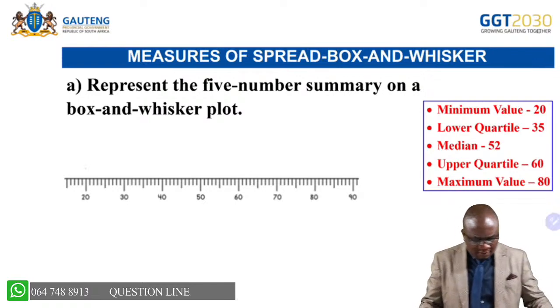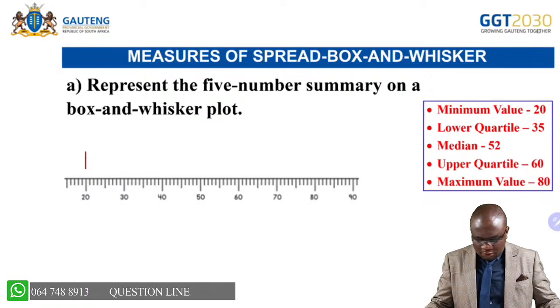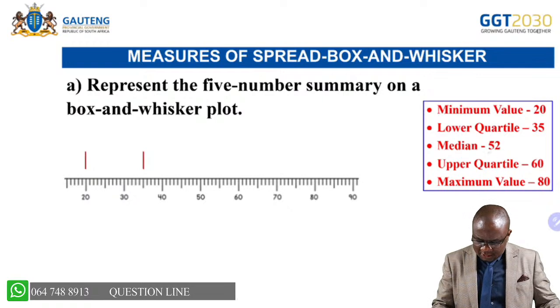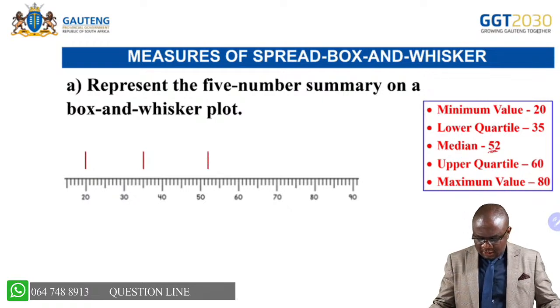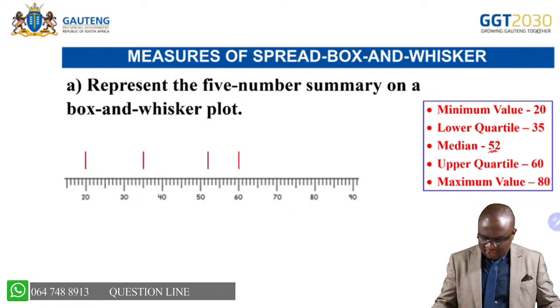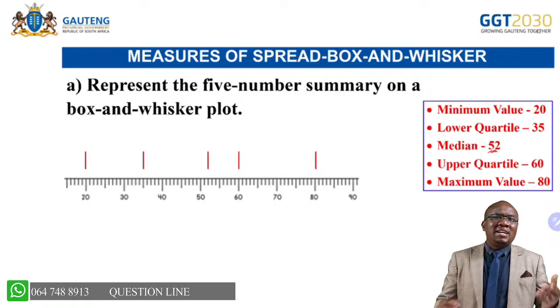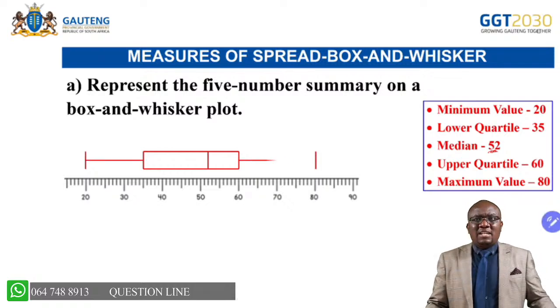Now the minimum value is 20, so I'll put my line there. And then the lower quartile is 35, I'll put my line there. The median is 52, then I'll put my line there. And then the upper quartile is 60, I'll put a line on 60. And then the maximum value is 80, then I put my line there. Then I can draw my box and the whiskers. The box will look like this, and then we have the whiskers there. That's the box and whisker.